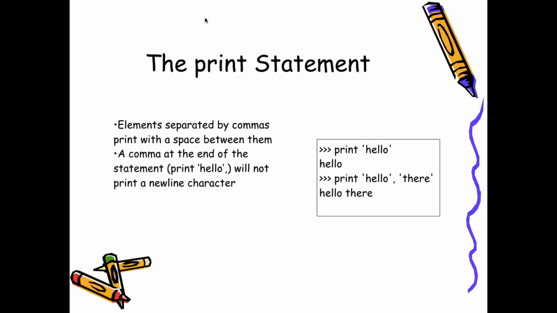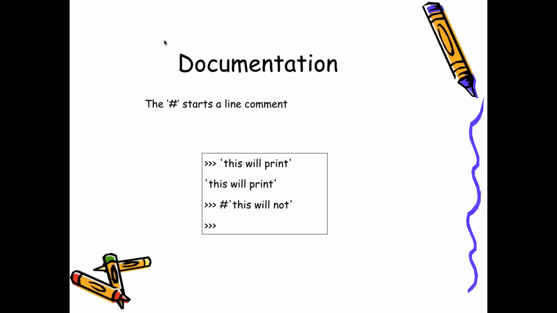So if you remember the print statement, it's a built-in function in Python. All we need to do is write print parentheses, and then in quotation marks we put any words that we wanted inside. To write comments, we put the pound symbol in front of the words.